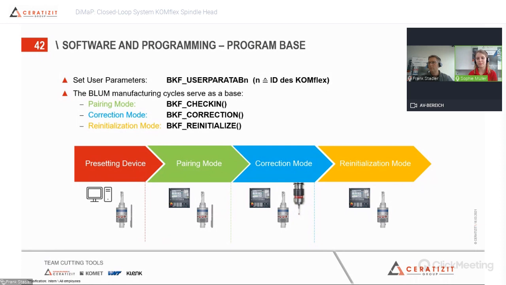If we look at the process chain, we can see the following theme. First step is to preset the KOMflex at the presetting device, as always. Afterwards, we pair the KOMflex with the machine to get to know them. Afterwards, the fine spindle head will adjust if a deviation of the nominal diameter is detected. After the interchange, the KOMflex has to be reinitialized.